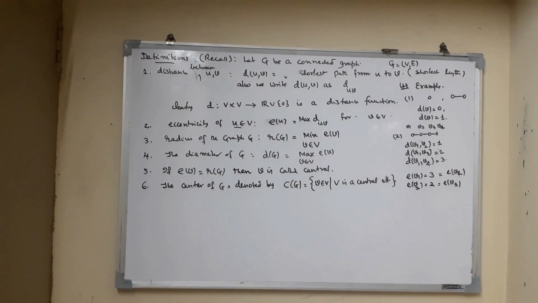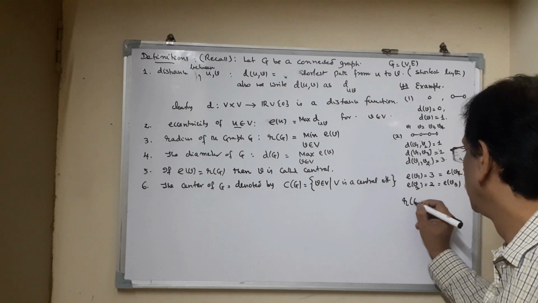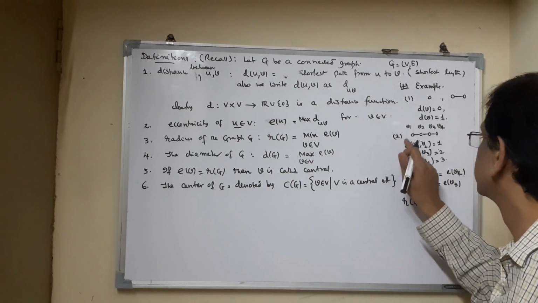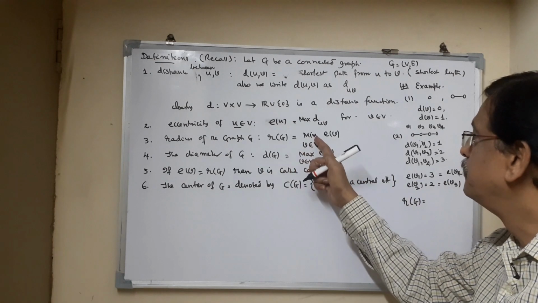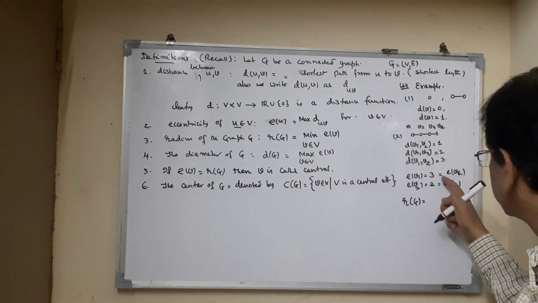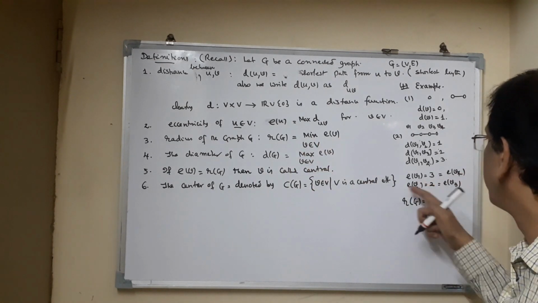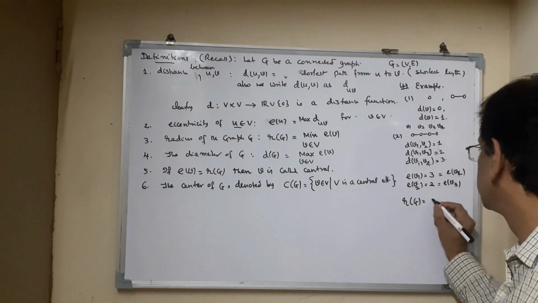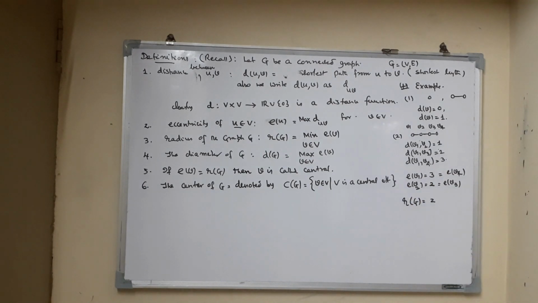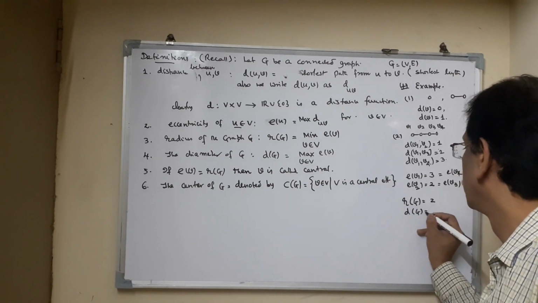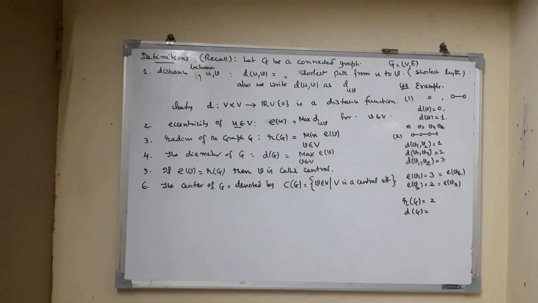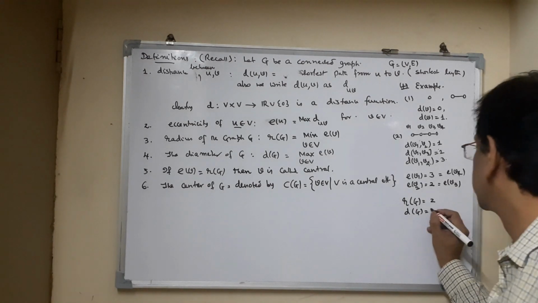Right? What could be the radius? The radius of this graph is the minimum of EV. What is the minimum of EV? Among all the other things, there is 2. So the radius of G is 2. What is the diameter of G? The diameter of G is the maximum of eccentricity, which is 3.